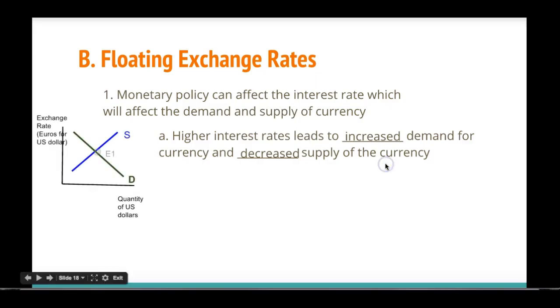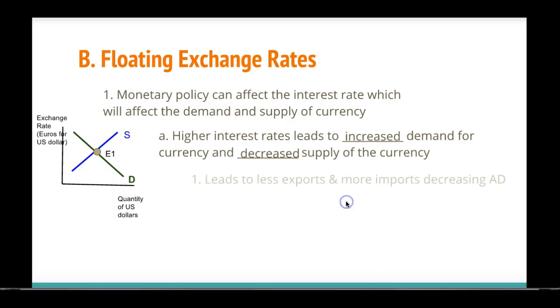So what we have happening is that here's our original equilibrium. Here is our increased demand for the currency, and then we also have a decreased supply of the currency. So here's our new equilibrium. Now, obviously, you can't really tell what happens to the quantity of the dollar, but you can tell that the exchange rate is going up, and so it's going to appreciate the currency.